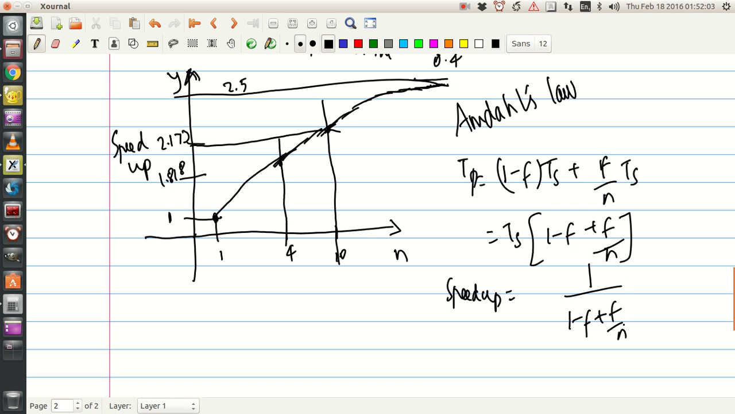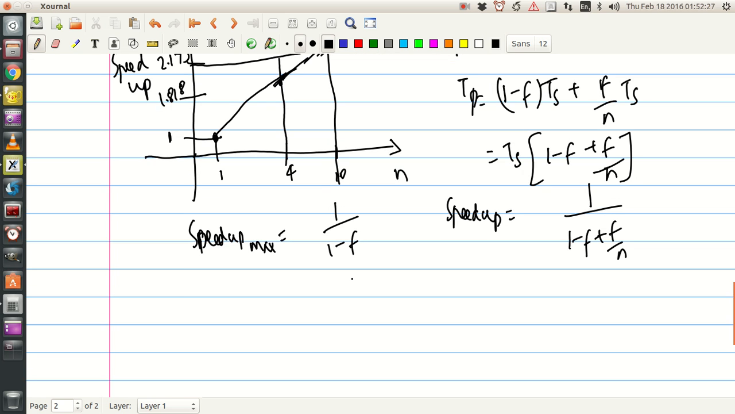So if you look at it, if n increases to infinity, this term will just vanish, and your maximum speed up is 1 divided by 1 minus f. In this case, if f approaches 1, then your speed up shoots up dramatically.